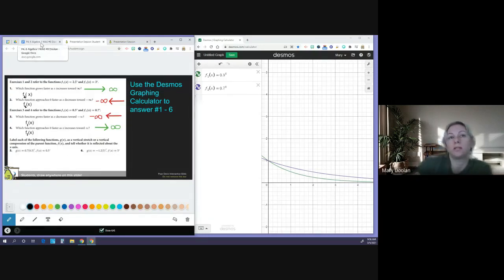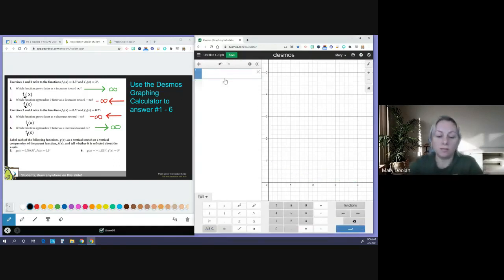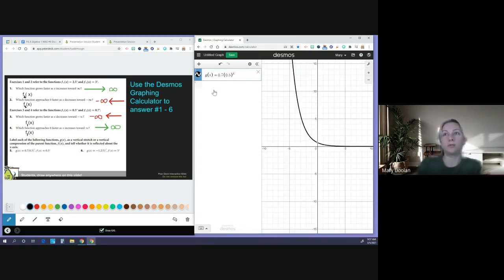We are getting close to the end of class. So I'll do the first one with you, and then you can do the second one. How about that? First one here, I'm going to type this in up here, g of x is 0.7, open parenthesis, 0.5, close parenthesis, to the power of x. All right, there's my first equation.